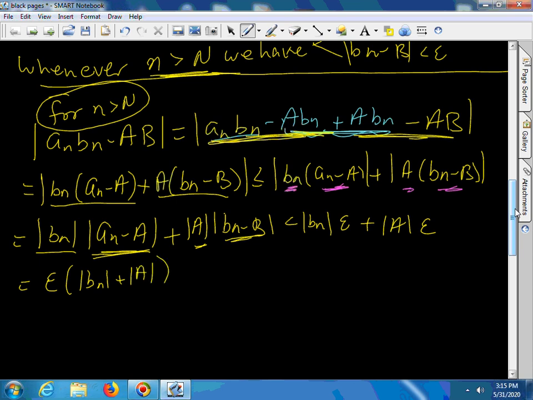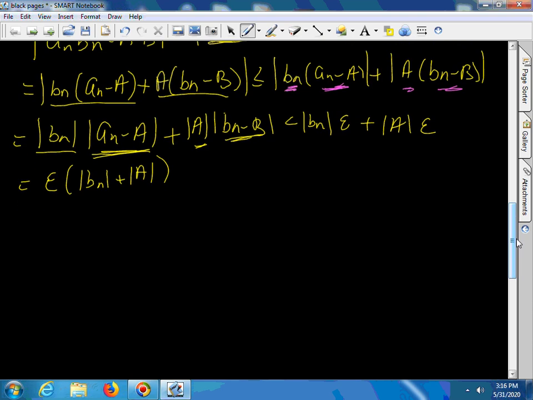But what is the absolute value of bn? Can we bound it? The absolute value of a is just some real number, whatever a is. So we need to find a bound for b sub n. So let's do some side work.